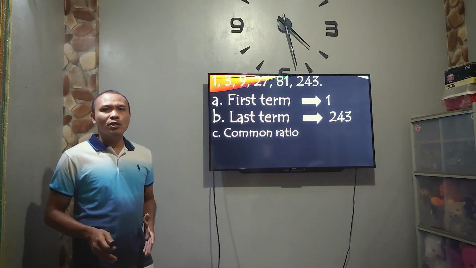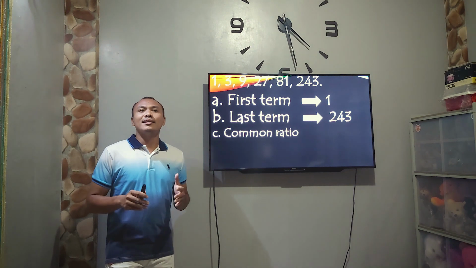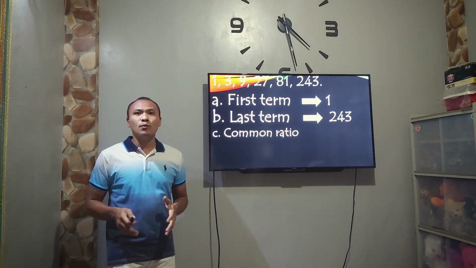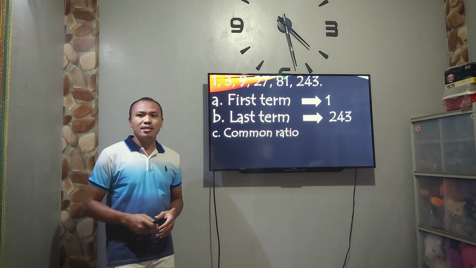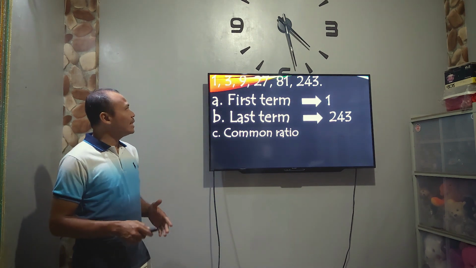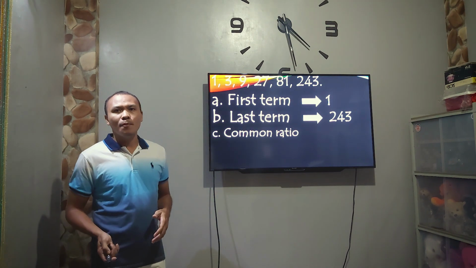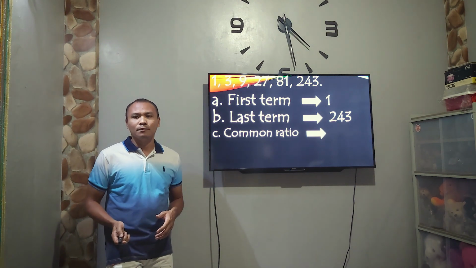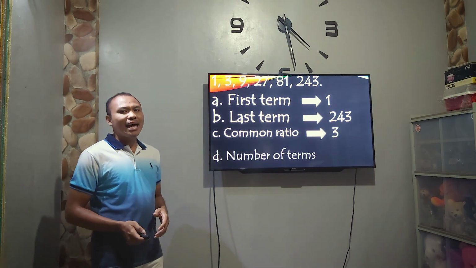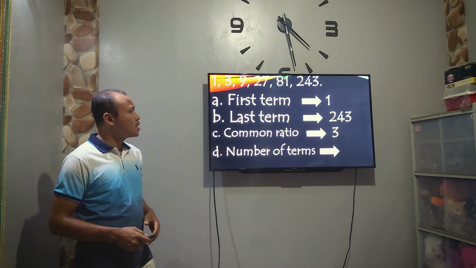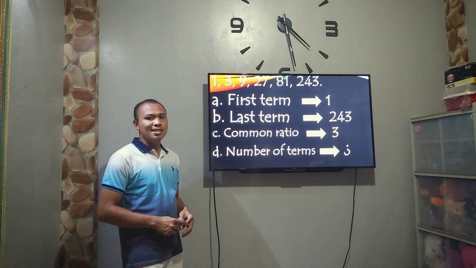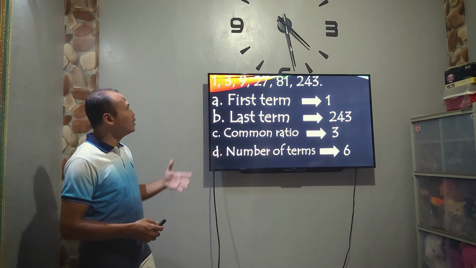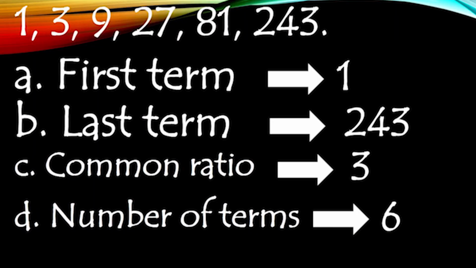Now, let's proceed with the common ratio. Again, the common ratio, you'll just simply divide the second term by its first, same as we do with the first example. So, by simply dividing 3 divided by 1, so our common ratio is 3. And the last, we have the number of terms, which is 6. Just simply count 1, 3, 9, 27, 81, and 243. That's the total is 6. Okay.